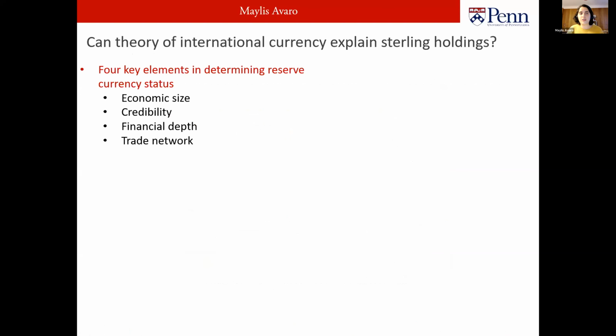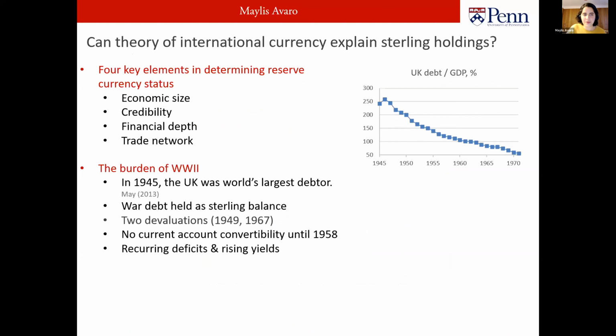And so if we turn to the theory of international currency, we learn that there are 4 key elements that determine the reserve currency status of a currency. The first is the economic size of the issuer country. So here it would be the economic size of the UK, its credibility in facing financial markets, its financial depth, and the strength of its trade network. But if we look at the UK after the war, we don't find most of these elements.